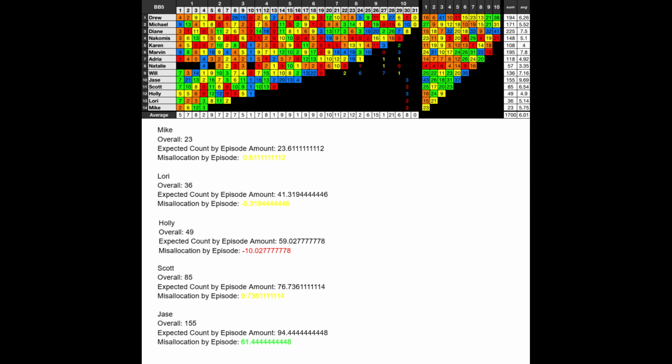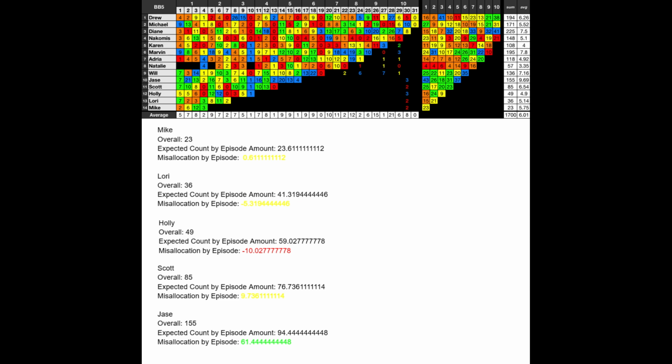Holly has an overall diary room count of 49, and her expected count by episode amount is 59, meaning that her misallocation is by -10. So she literally just tipped over into being a bit under edited when it comes to a confessional count. But it's really by only 0.2 decimal points. So literally, she still has a pretty solid enough distribution when it comes to her confessionals and her edit.